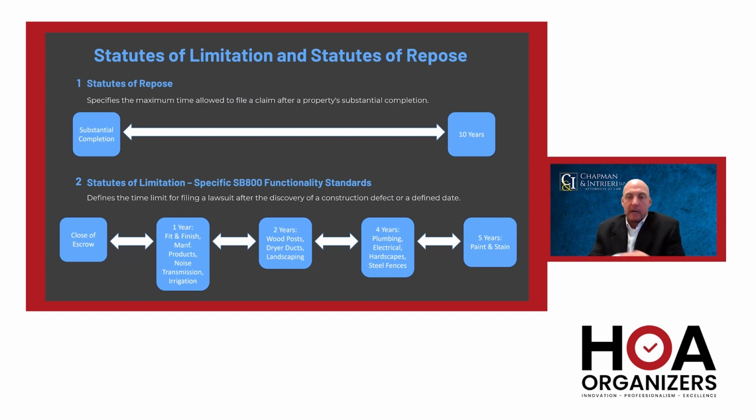However, there are shorter timelines for some of the SB 800 functionality standards, which can be very short. So for example, noise transmission between units in a multi-unit condominium is only 1 year from the occupancy of the adjacent unit.